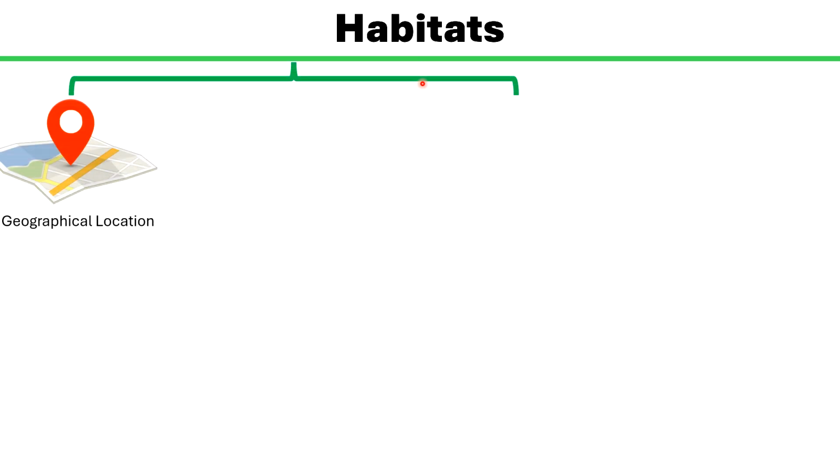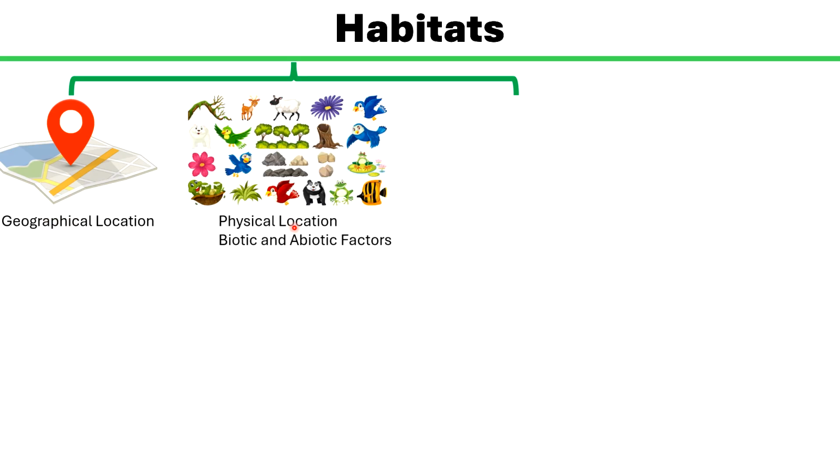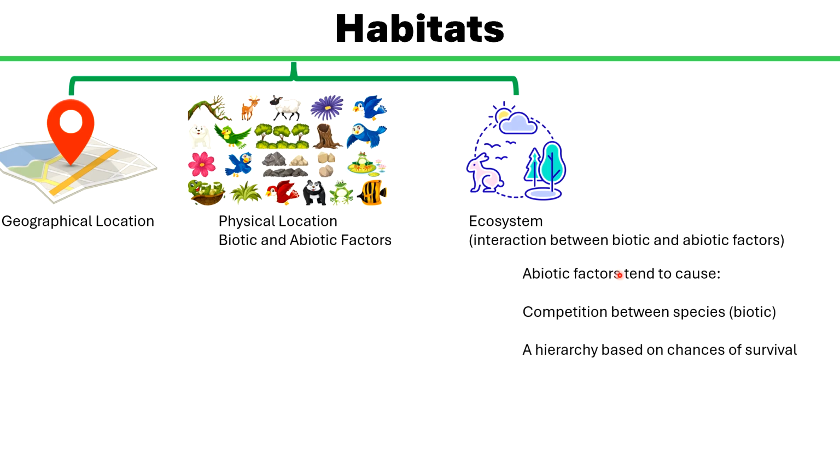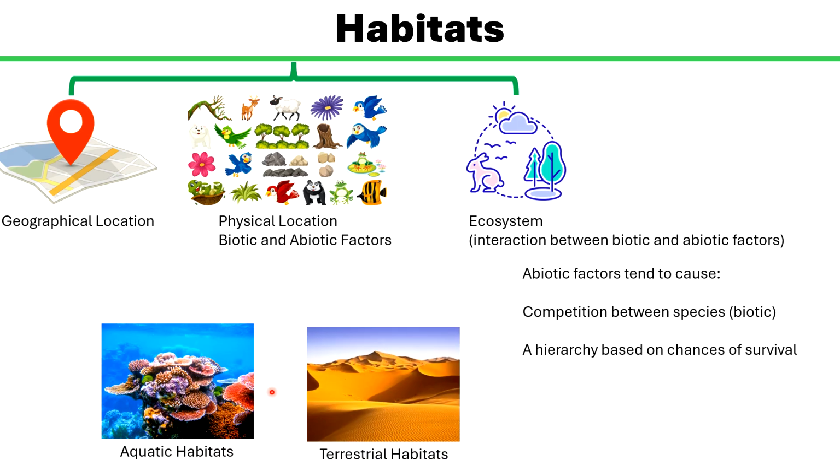Now, a habitat describes the geographical location of the area, the physical location, which is the biotic and abiotic factors, and the ecosystem, which is the interaction between these. Now, have in mind that abiotic factors or non-living factors tend to cause competition between species and a hierarchy based on survival chances. Lastly, have in mind that habitats can also be aquatic or terrestrial, aquatic being under the water and terrestrial being on the ground.